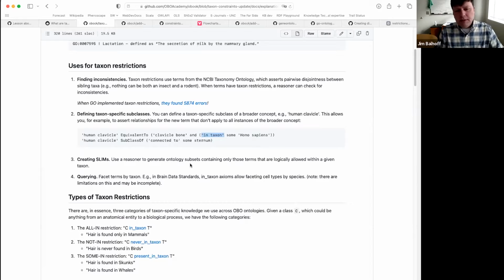It may leave some that still aren't appropriate for your taxon. It just depends on how comprehensive the taxon restrictions are. And then you could use it for querying, to query all the terms that are known to be in some particular taxon. Again, it depends on how comprehensive the taxon restrictions are, and maybe some terms that you might want to find are not really restricted, even though they're allowed in a taxon. So queries like this could be incomplete. It all depends on your data.